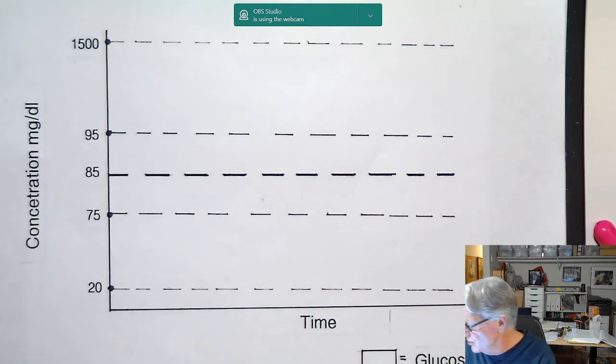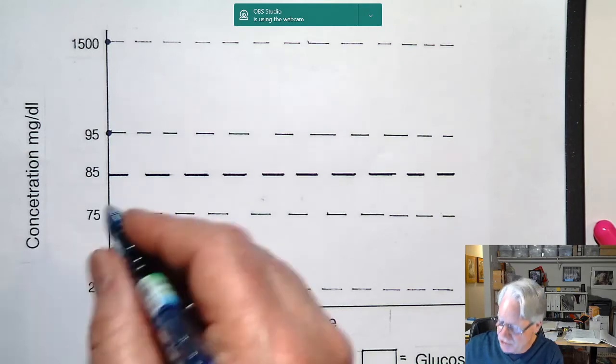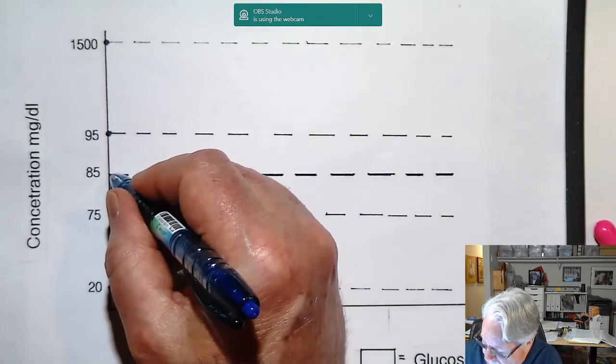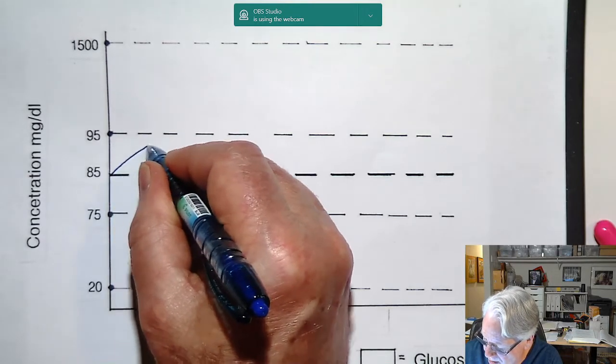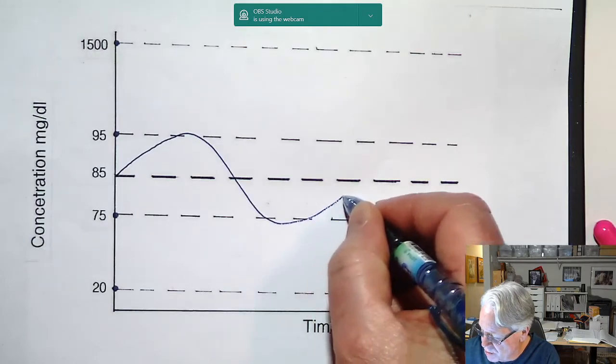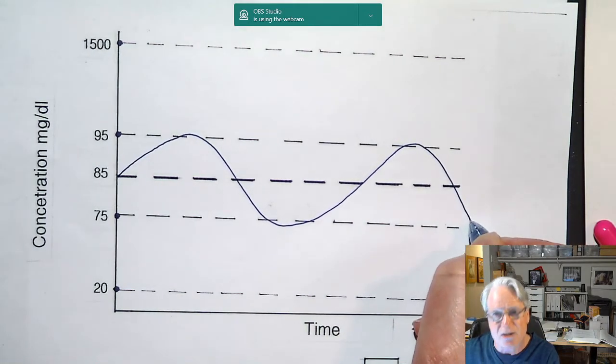Now this is not going to be exact, it's not based on a study or anything, but it is going to demonstrate how glucose can fluctuate and how we can control glucose within our body. So the first thing I'm going to do is start right here and do a gentle curve, and we're going to see this fluctuating over time. It might overshoot a little bit one way or the other, but it's going to basically stay between those lines.